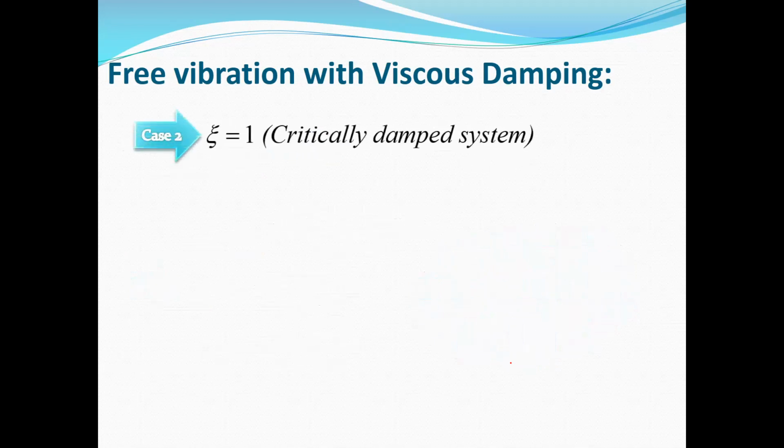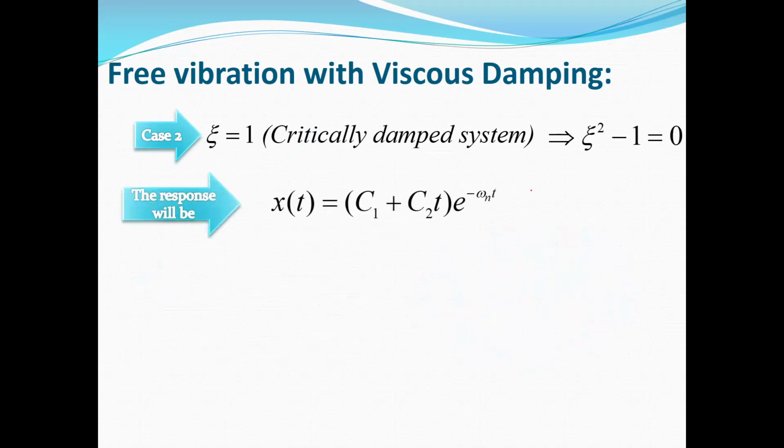But the second case is when psi is equal to 1. We call it a critically damped system. In a critically damped system, the term below the radical is equal to 0, and the response, when we have double roots, is equal to C1 plus C2 times t, times exponential minus omega n t.